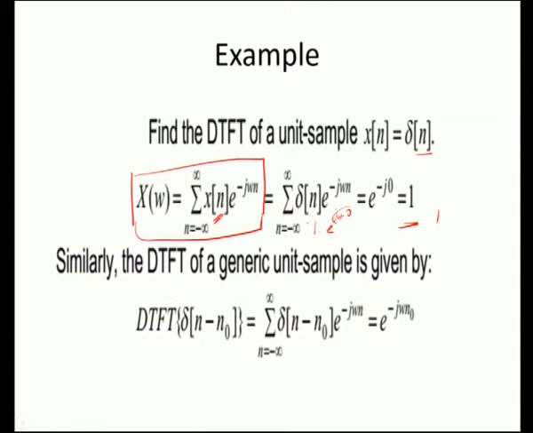If you want a delayed response, which is delta of n minus n naught, then simply substitute it: instead of n equal to 0, you put n equal to n naught. Here n equal to 0 is the undelayed case, and for the delayed case you write n naught instead of 0.